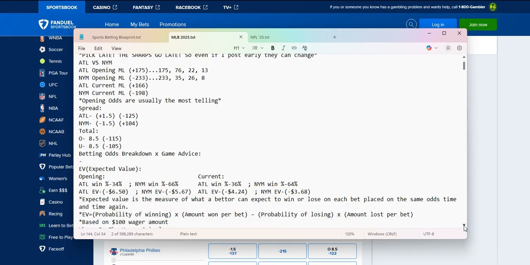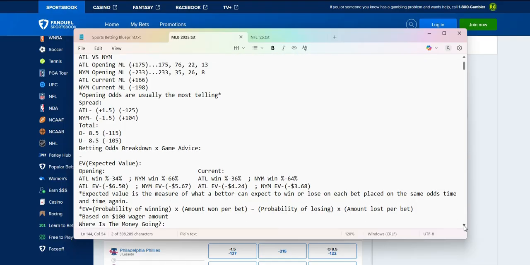And yeah, let's go with the Braves versus the Mets. Plus 175 for the Braves, minus 233 for the Mets, plus 166 for Atlanta currently, and minus 198 currently money line for the Mets. Plus 1.5 spread at minus 125 cost, minus 1.5 spread at plus 104 cost. Over under is at 8.5, minus 115 going over cost, and under is getting minus 105 cost.